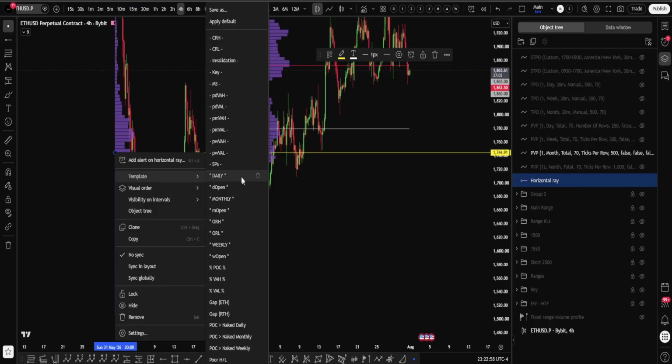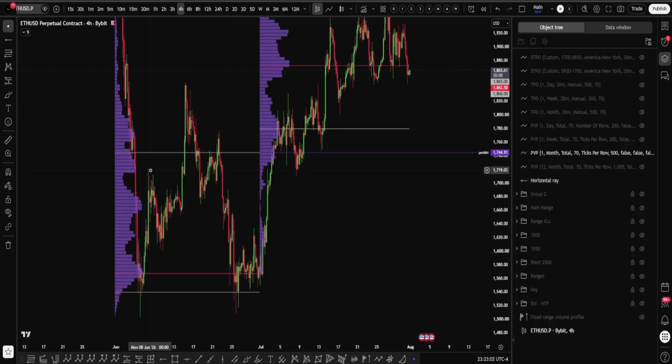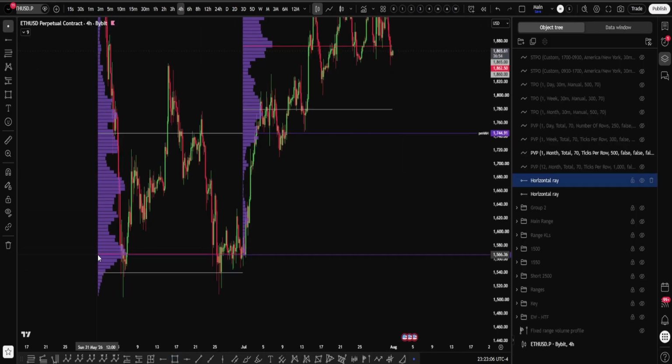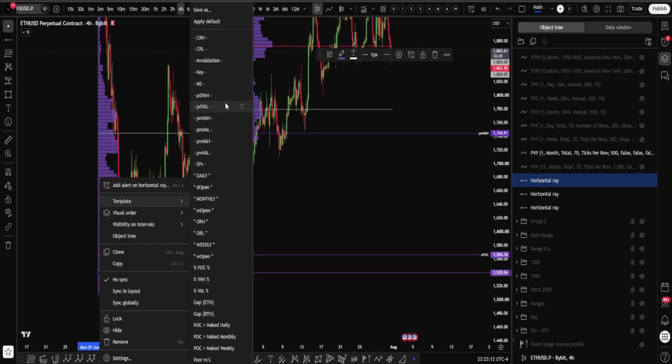What this is telling us is if we get acceptance below our previous month value high of June, then we're going to tumble down to the previous month point of control and the previous month value area low.